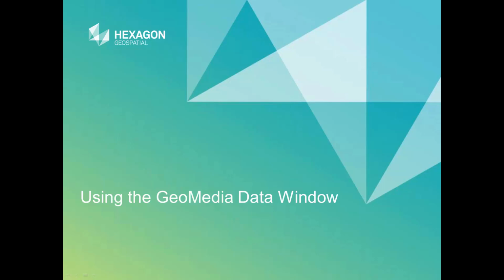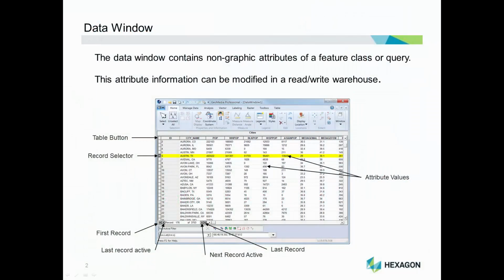In this video, we'll see how to use the GeoMedia Data Window to view and work with attribute information. The data window displays non-graphic attributes for feature classes or queries. The information is displayed as a table. Each feature within a feature class is displayed as a unique row, while each column represents a unique attribute. The table can display one feature class at a time, but the information can be easily changed.